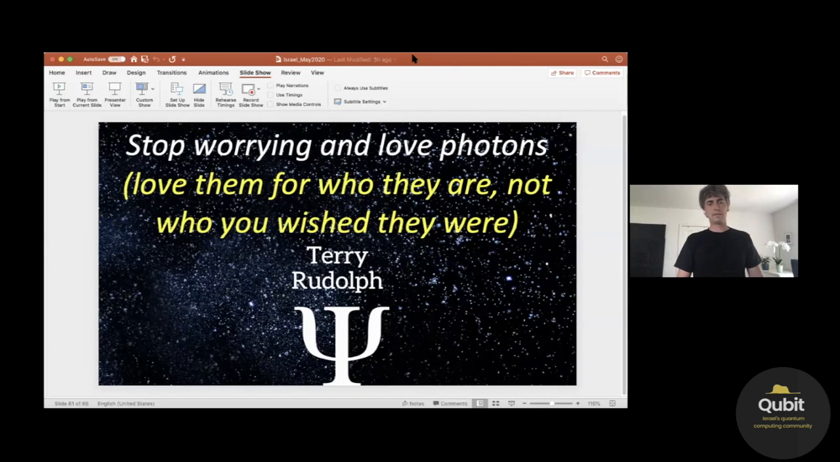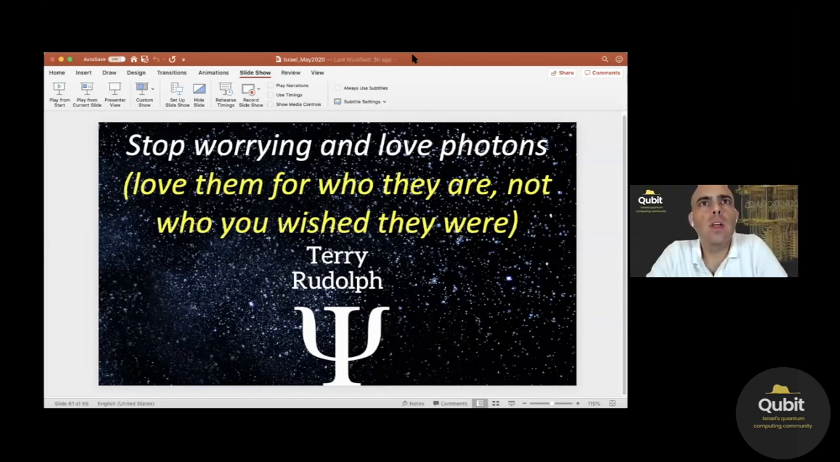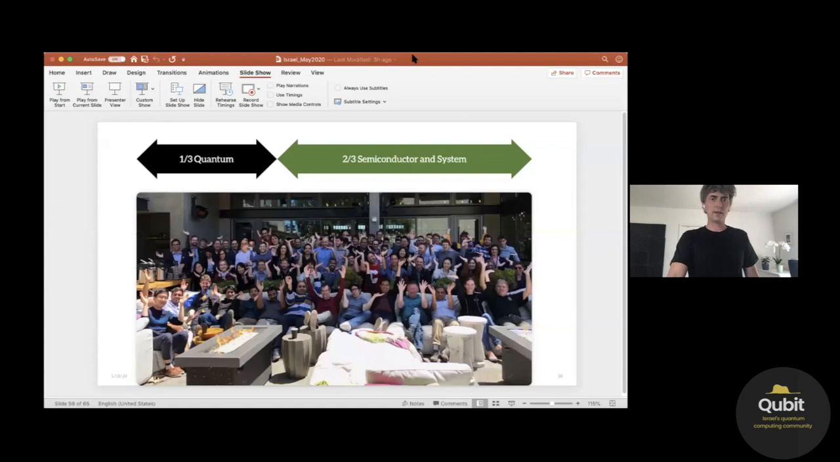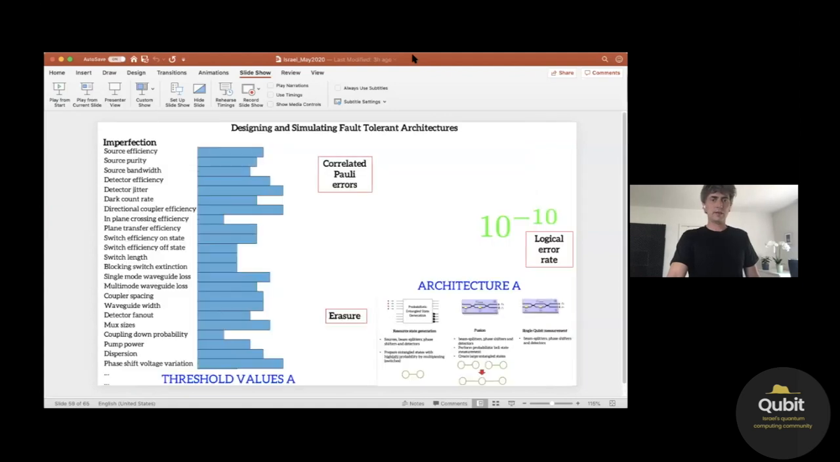Okay. Moti is asking, what about the losses in the silicon? Yeah, so the thresholds, when we do those simulations, am I still sharing the screen? Yeah. So when we do these simulations, erasure is actually our much preferred error, because erasure is a heralded error. We know when it's happened. I went to try and detect a photon and it wasn't there.